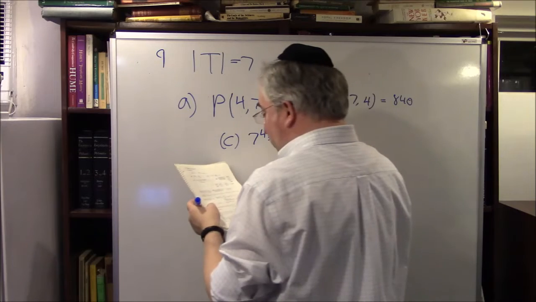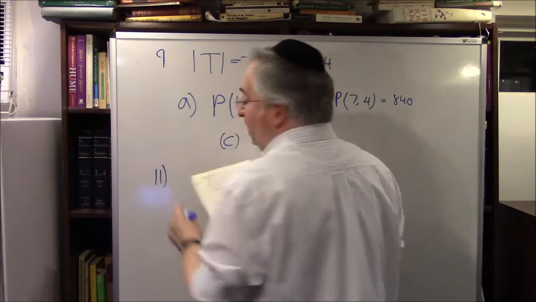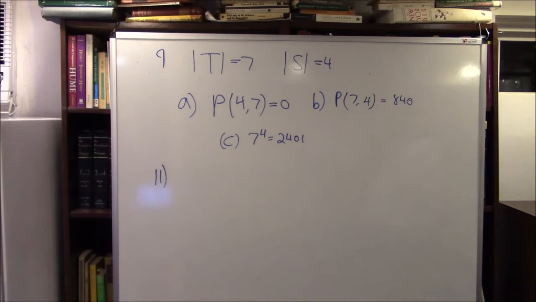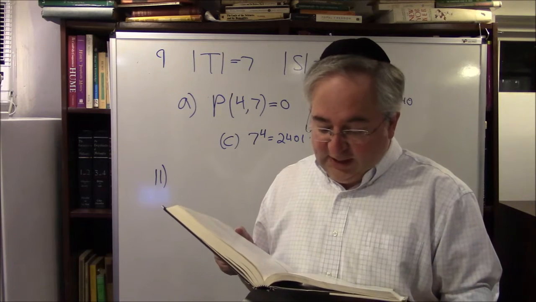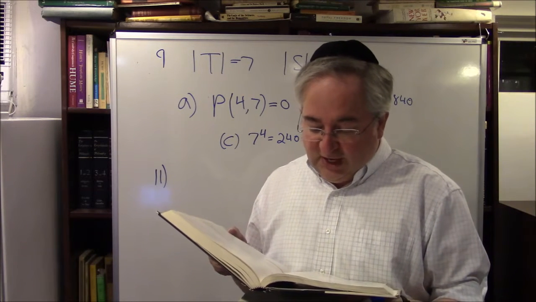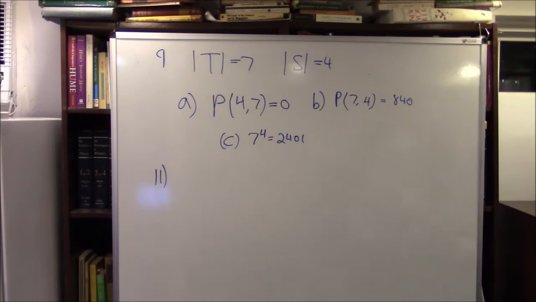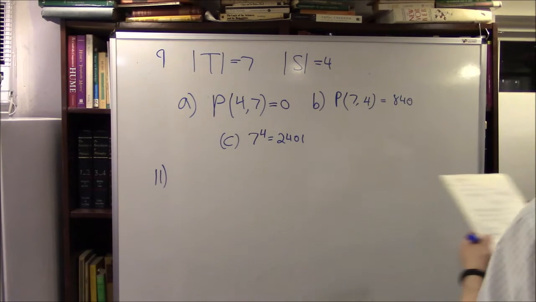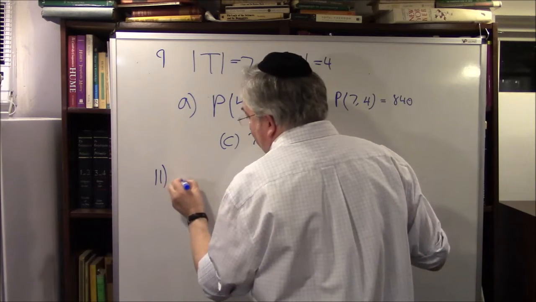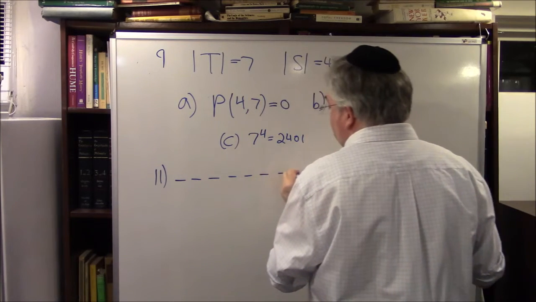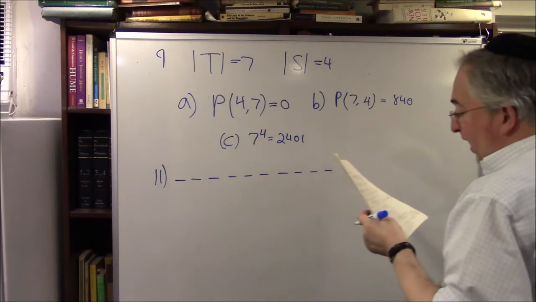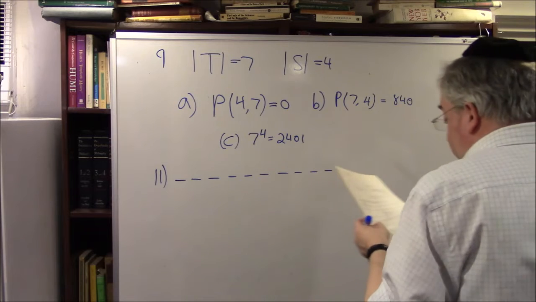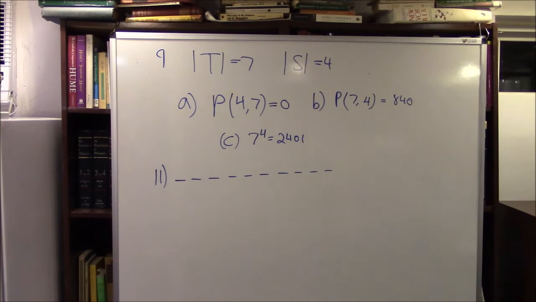Great. Number 11. Let's read it. Cards are drawn from a deck of 52 cards with replacement. That means you're pulling out the cards. In how many ways can 10 cards be drawn so that the 10th card is not a repetition? So you have 1, 2, 3, 4, 5, 6, 7, 8, 9, 10. You have 10 cards. And what do you want? Let's just read that again.